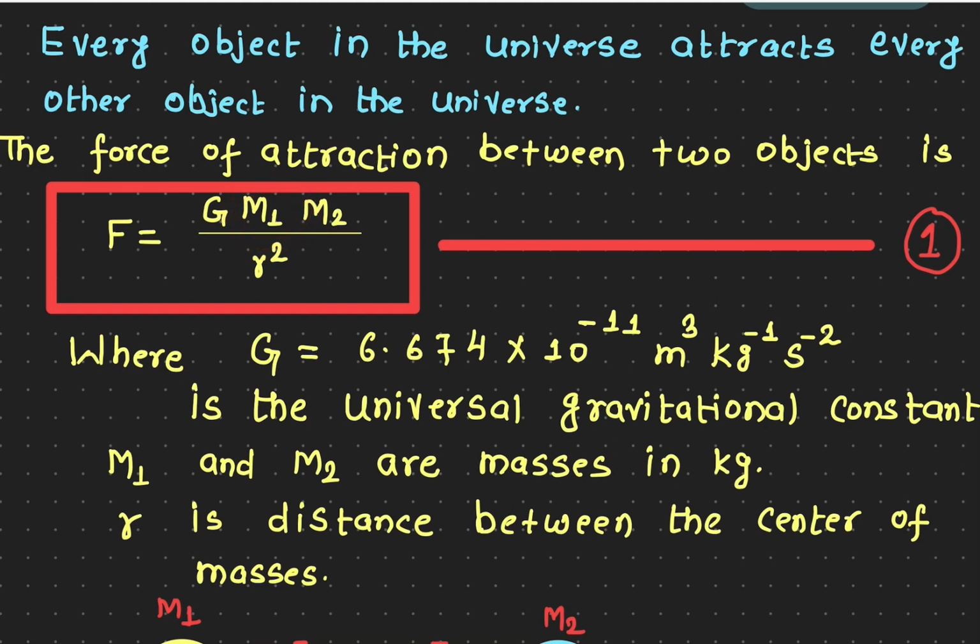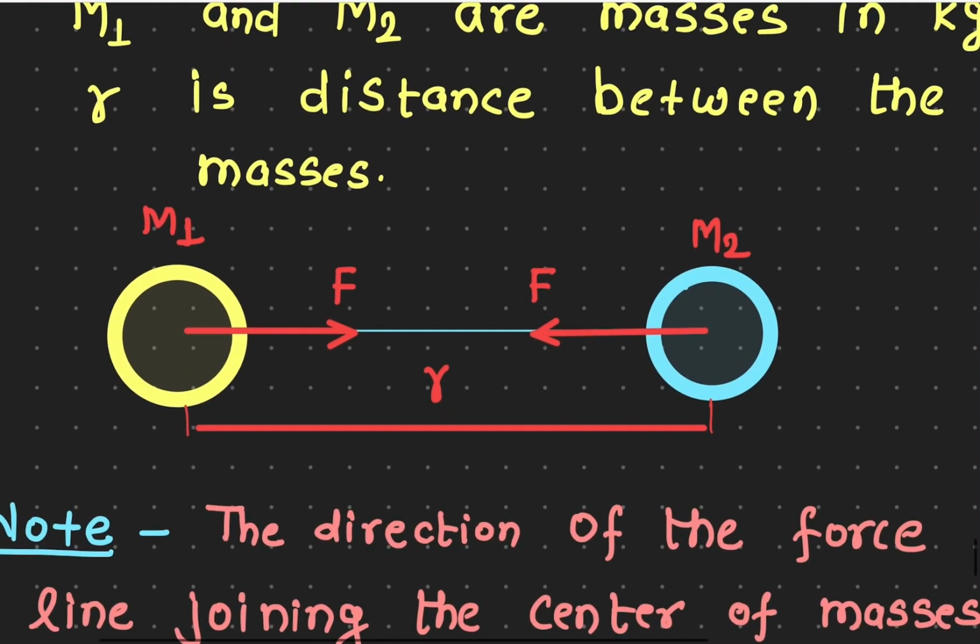m1 is the mass of the first object, m2 is the mass of the second object, and r is the distance between the centers of mass of the two objects. It must be the distance between the centers of mass. For example, if I have the two objects m1 and m2, we always measure the distance from the center to the center here. Because this is a homogeneous regular surface, it's easy to find the center of mass. But if you have a very irregular surface, for example these two, then you always measure the distance between the centers of mass.